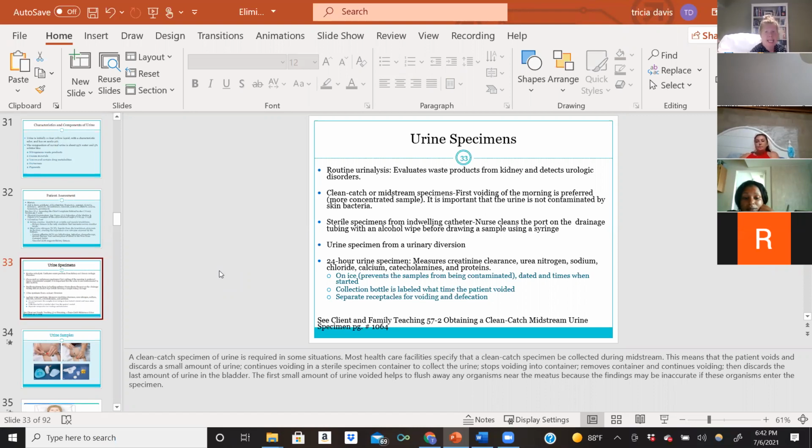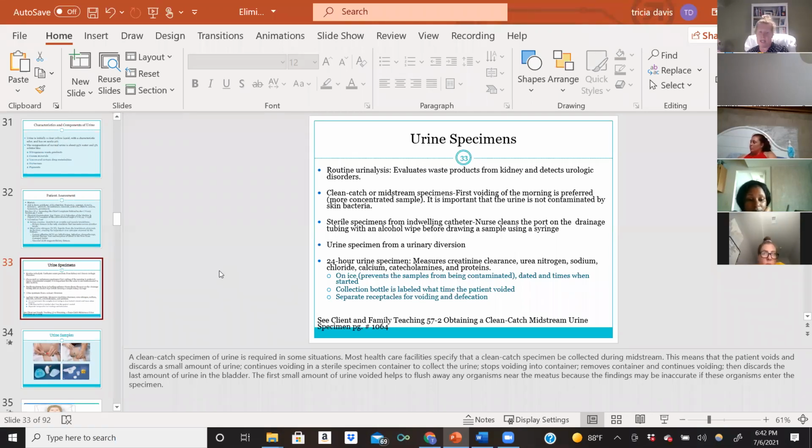Sometimes we need a clean catch or a midstream specimen. Normally, especially if we're doing a pregnancy test, we want the first void of the morning. We prefer this because it's a more concentrated sample. We want to make sure when we're doing a clean catch or a midstream that it is not contaminated by the skin bacteria.